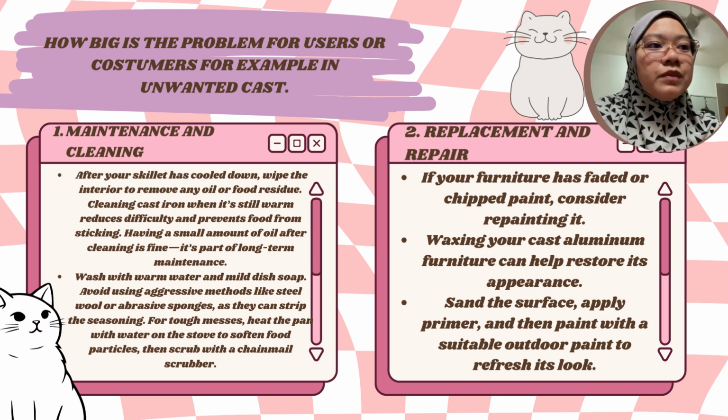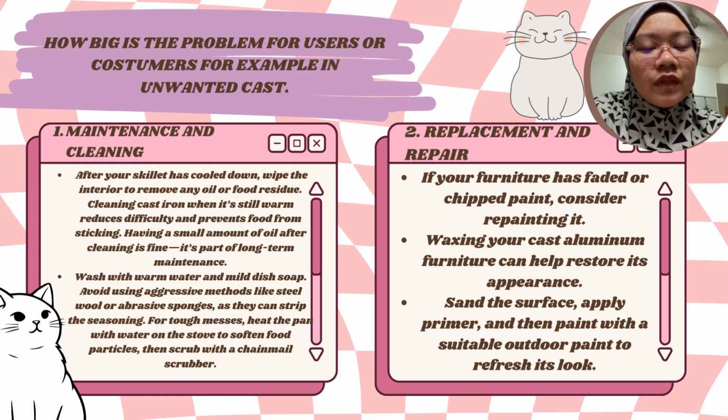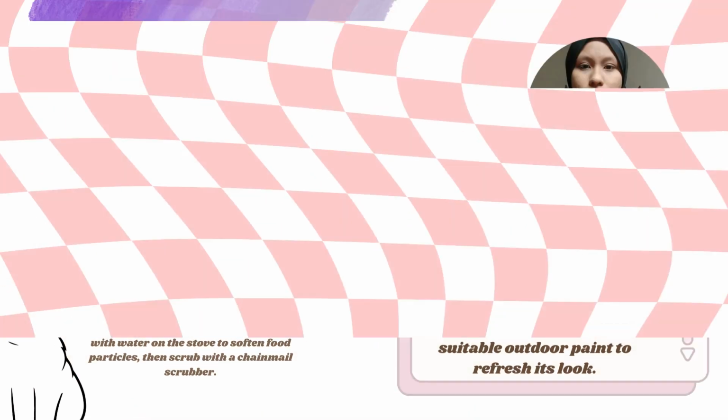Second, replacement and repair. If your furniture has faded or chipped paint, consider repainting it. Waxing your cast aluminum furniture can help restore its appearance. Sand the surface, apply primer and then paint with a suitable outdoor paint to refresh it.